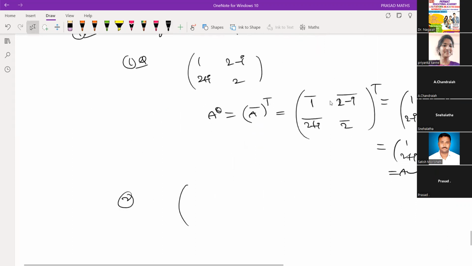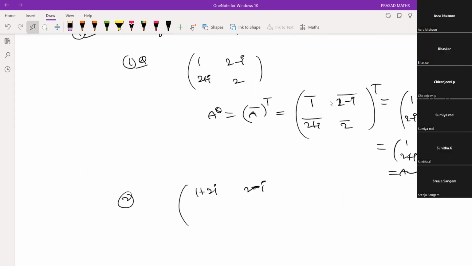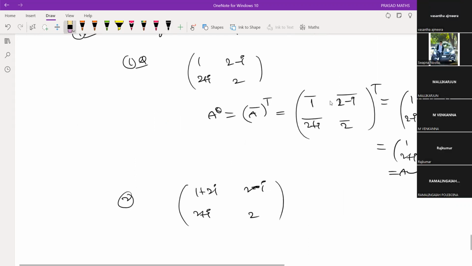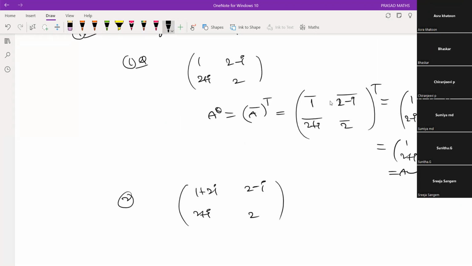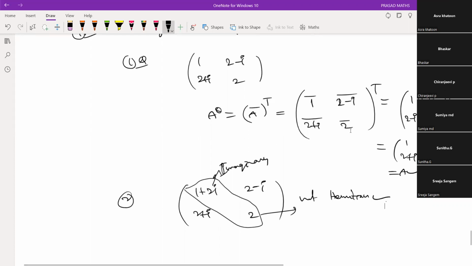Suppose you take this: 1 plus 2i, 2 minus i, 2 plus i, 2. Is it Hermitian? No. Why? Diagonal elements must be real entries. The diagonal entries must be real numbers. So at least one entry is imaginary, and hence it is not Hermitian. Not Hermitian, right?